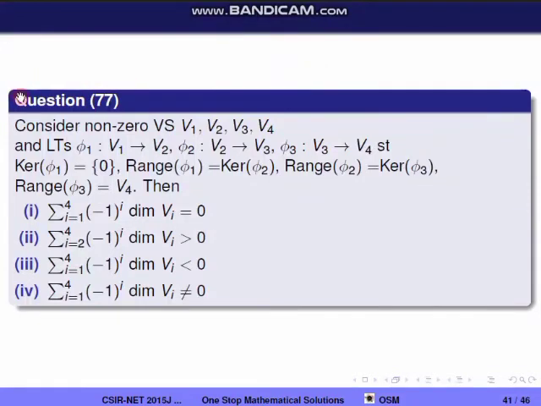Next question, question 77. Consider non-zero vector spaces v1, v2, v3, v4 and linear transformations phi1 from v1 to v2, phi2 from v2 to v3, phi3 from v3 to v4 such that kernel of phi1 is equal to singleton 0, range of phi1 is equal to kernel phi2, range of phi2 is equal to kernel phi3, range of phi3 is equal to v4. So we are given non-zero vector spaces v1, v2, v3, v4 and linear transformations defined on them which satisfy these conditions. Then we have to check which of the following options is correct.